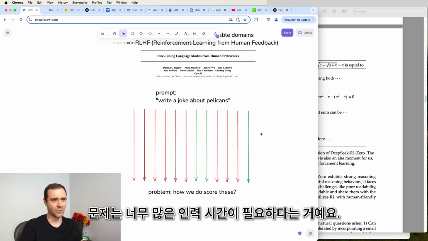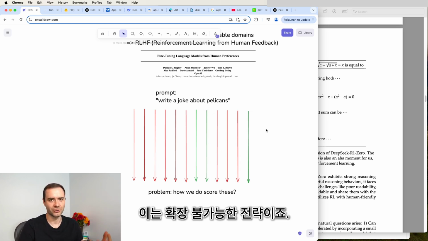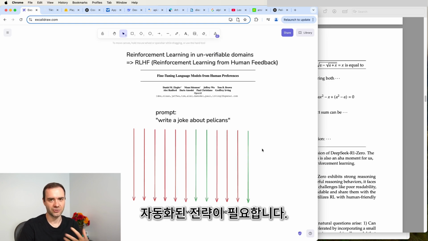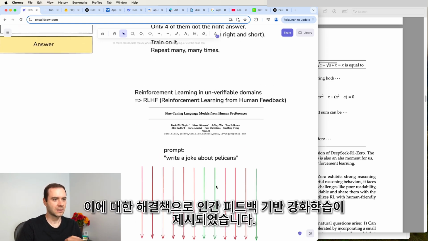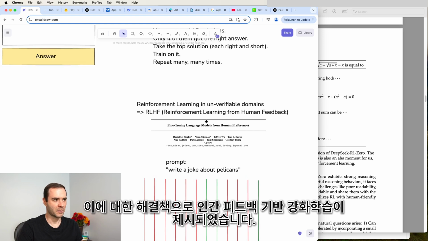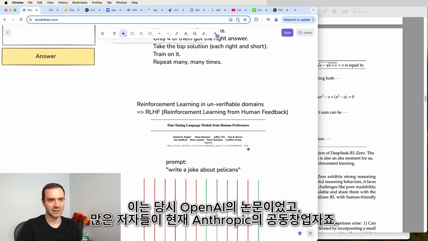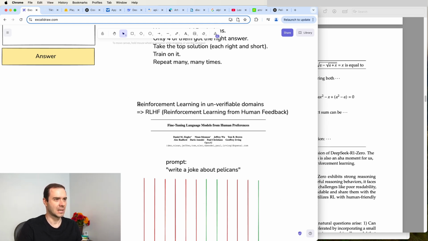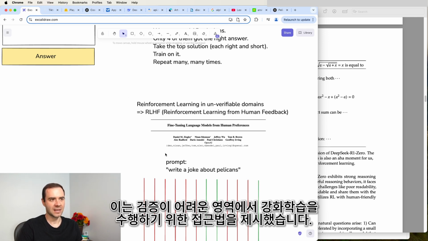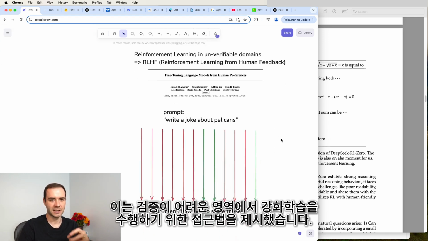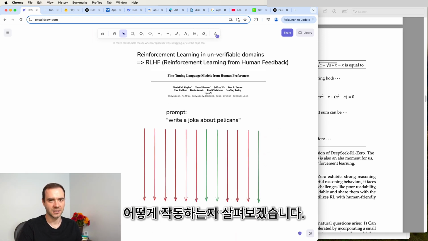The problem is that it's just way too much human time. This is an unscalable strategy. We need some kind of an automatic strategy for doing this. And one solution to this was proposed in this paper that introduced what's called reinforcement learning from human feedback. This was a paper from OpenAI at the time, and many of these people are now co-founders in Anthropic. And this proposed an approach for basically doing reinforcement learning in unverifiable domains. So let's take a look at how that works.